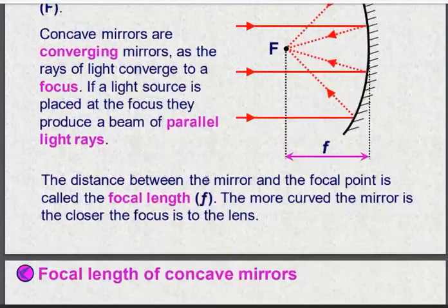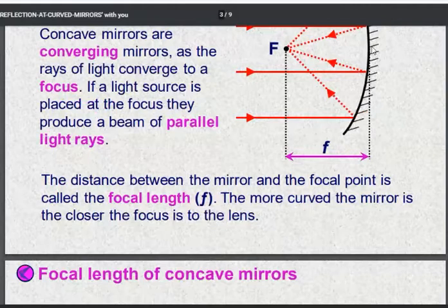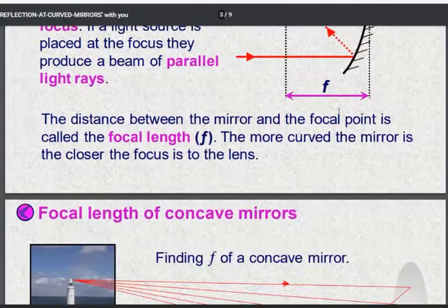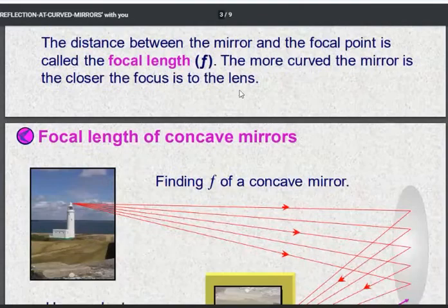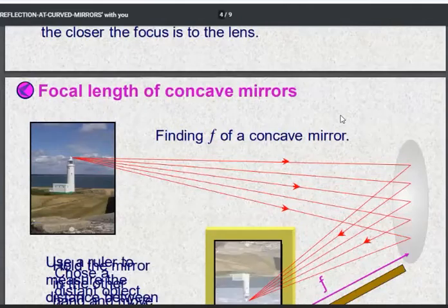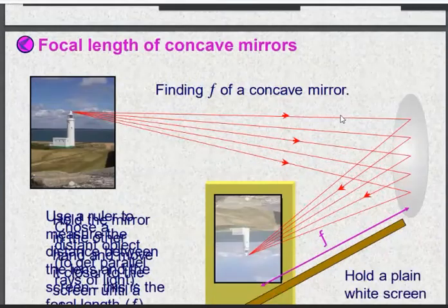Again, the distance between the focal point and the pole of the mirror is called the focal length. Here is the pole, the central point of the mirror, and it is denoted by small f. The more curved the mirror is, the closer the focus is to the mirror. Here the word lens must not be used, because right now I am discussing the mirror.